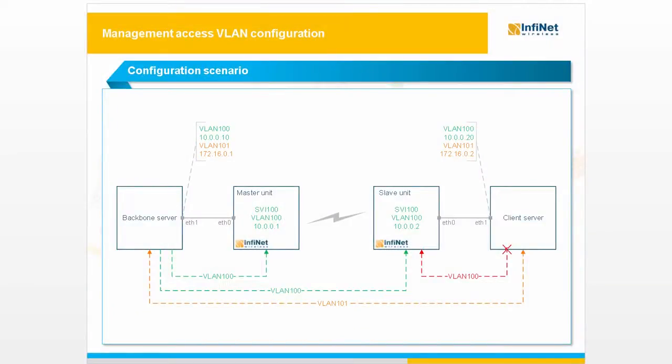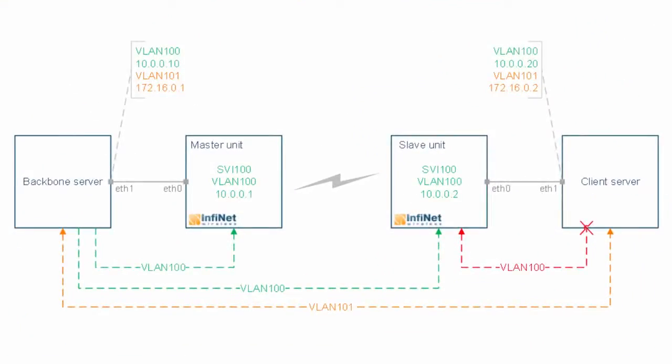To be noted here that any other VLAN ID in the range 1-4094 can be used, as specified by the 802.1q protocol. The scope of the scenario is to show how the slave unit can be remotely accessed from the backbone server via the radio interface using the management VLAN 100. Management access will be denied from the client server connected directly to the slave unit. We'll also show that the user data traffic is permitted to VLAN 101.